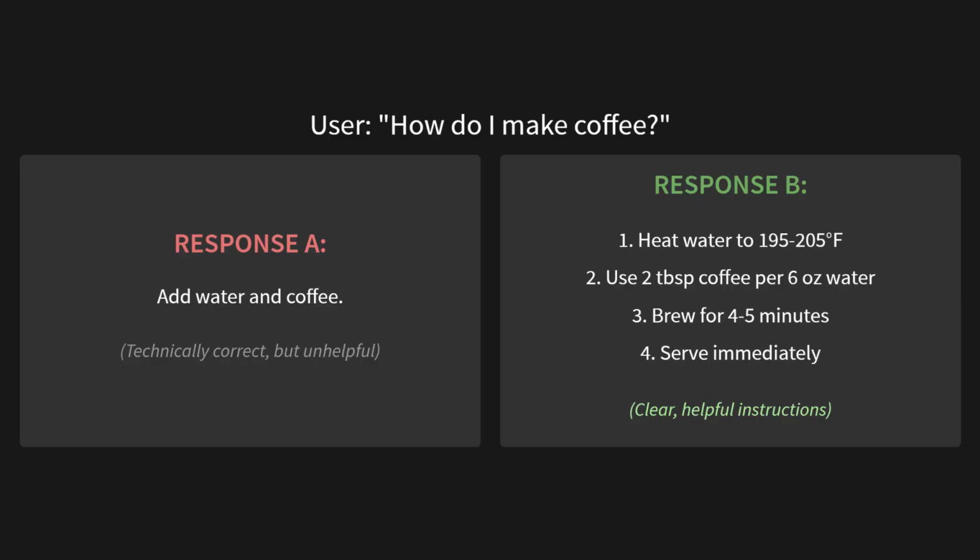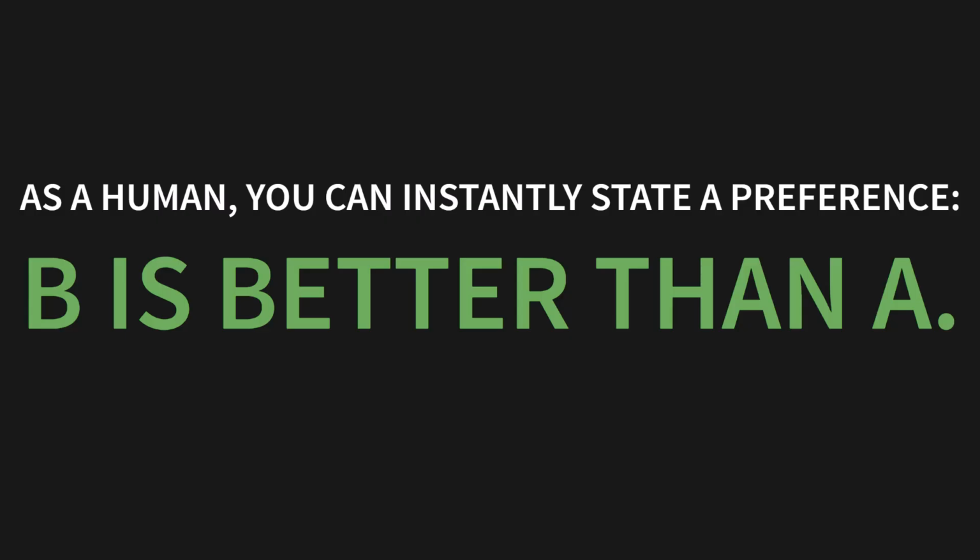As a human, you can instantly state a preference. It takes you half a second. B is obviously better than A. But SFT has no way to learn this relative judgment. It only knows how to copy the one perfect answer it was shown.